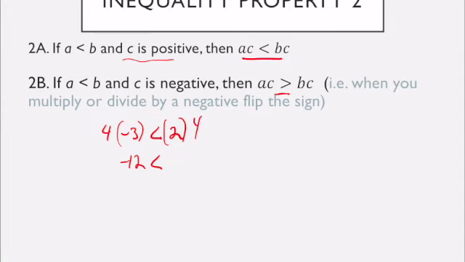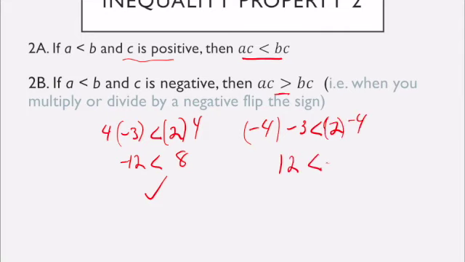That's still true. Awesome. But if I have negative 3 is less than 2, and I was to multiply that by negative 4, that gives me 12 is less than negative 8. Is this true? No, it's not true. So I have to flip the sign because 12 is greater than negative 8.